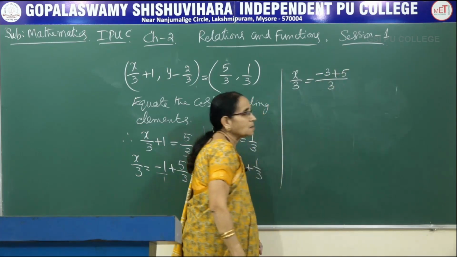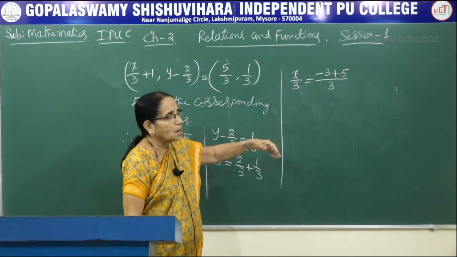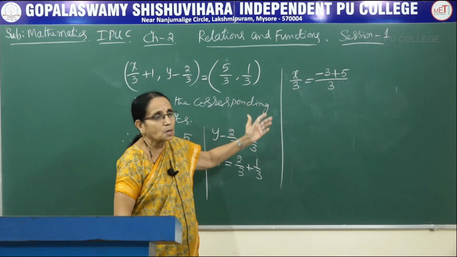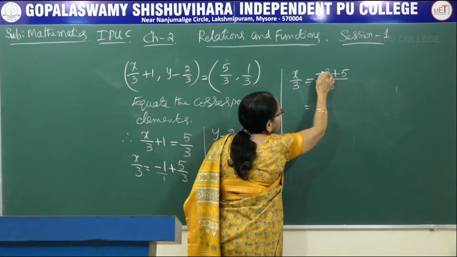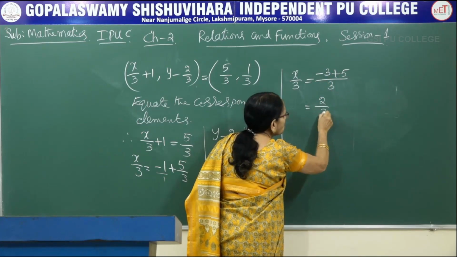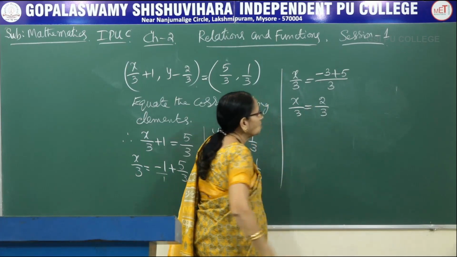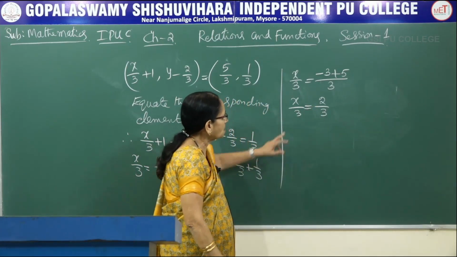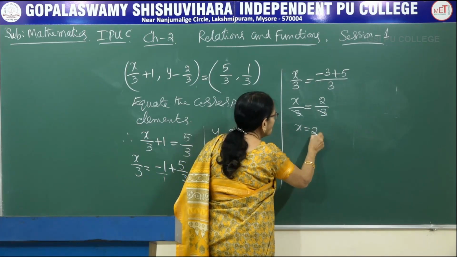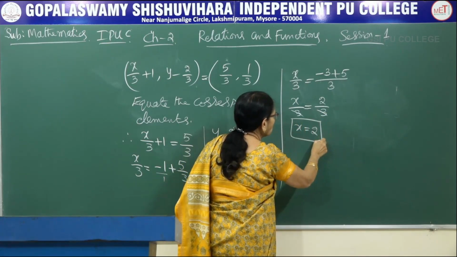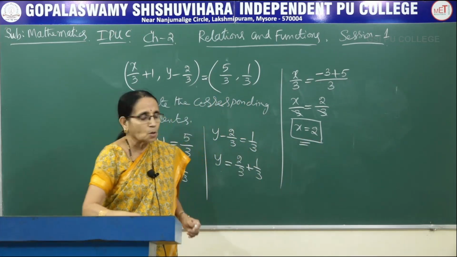That is, we divide the LCM by a denominator, then whatever number we get, by that we multiply the corresponding numerator. Now here we are having plus 5 minus 3, that is plus 2 divided by 3. So it is x by 3 equal to 2 by 3. So here you can directly cancel 3, hence we are having the value of x to be equal to 2. So the value of x in this case is equal to 2.